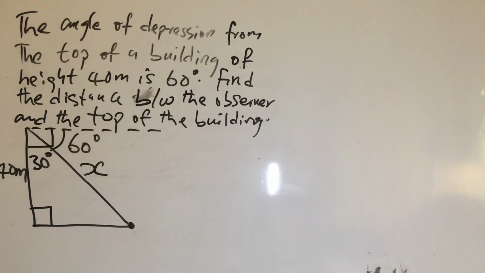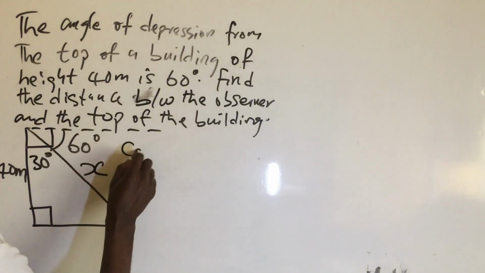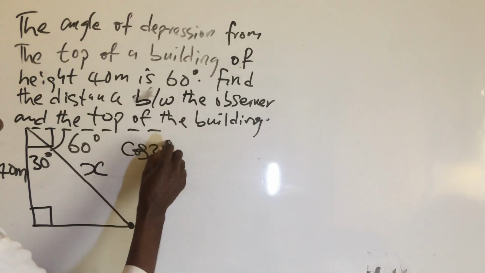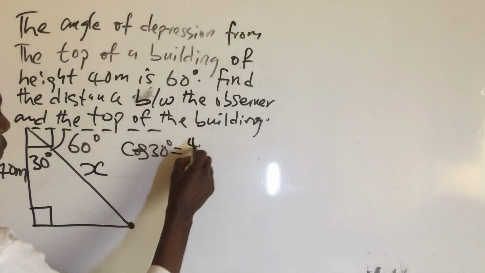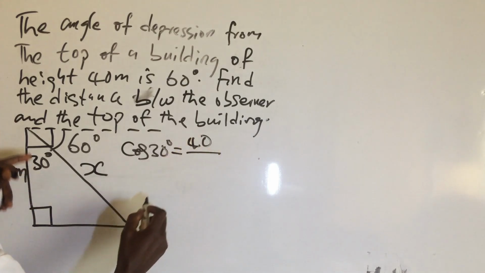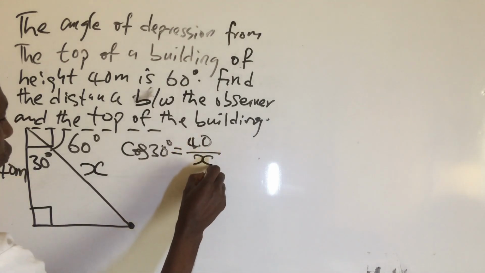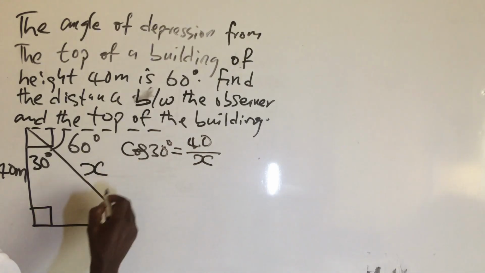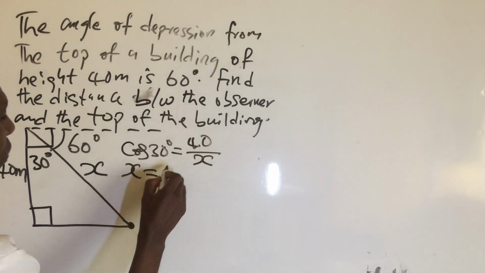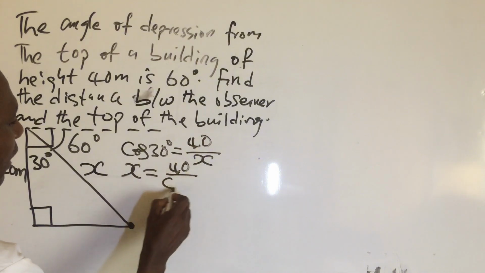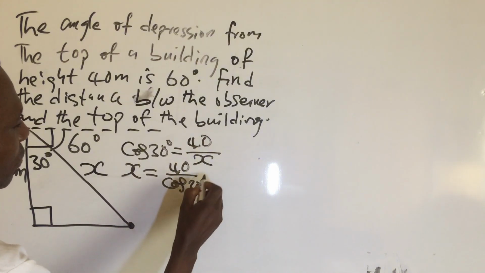Now, using our SOHCAHTOA method, we can observe that the one we will use is cos, because cos 30 degrees is equal to adjacent over hypotenuse, okay? Cos 30 degrees is equal to adjacent, which is 40 meter, over hypotenuse, which is the x we are looking for. Making x the subject of the formula, we now have x equals 40 over cos 30, okay?